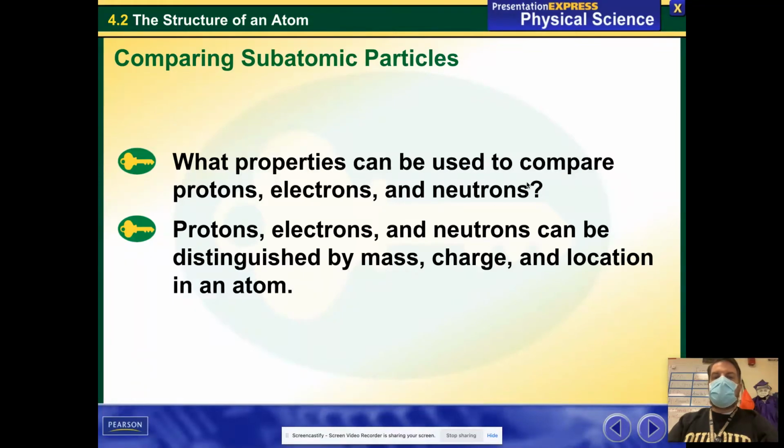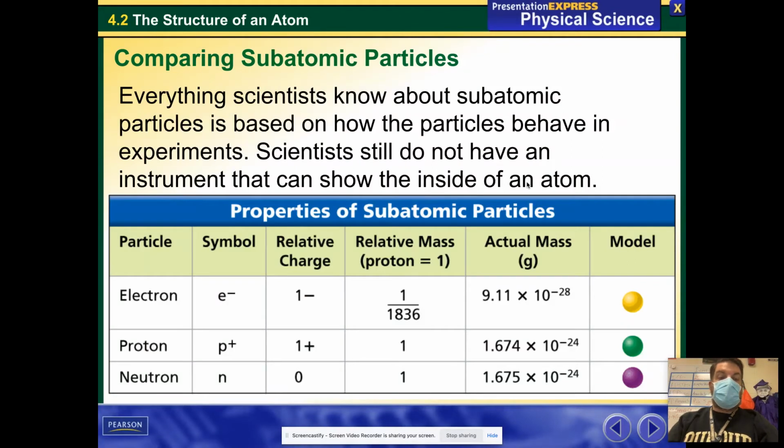So what are the properties, and how can we compare the properties of protons, electrons, and neutrons? And how can we tell the difference? Well, we're going to talk about mass, charge, and location in the atom. So the symbol for an electron is E with a little negative sign. All right, you'll see me write that on the board from time to time. What's the charge? -1. What's its mass relative to a proton? Well, it's almost 1 over 2,000. We said that yesterday, right? It takes 2,000 electrons to make up the same mass as a proton. Actually, it's 1,836. The actual mass is 9.11 times 10 to the -28.